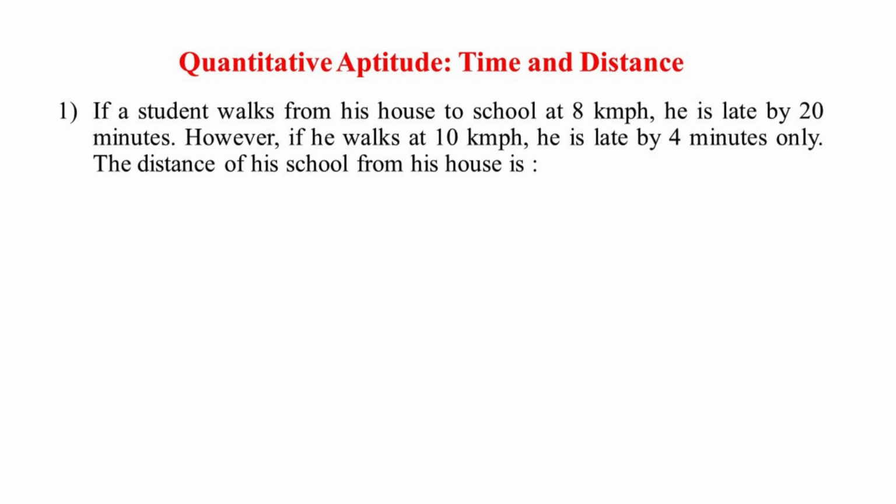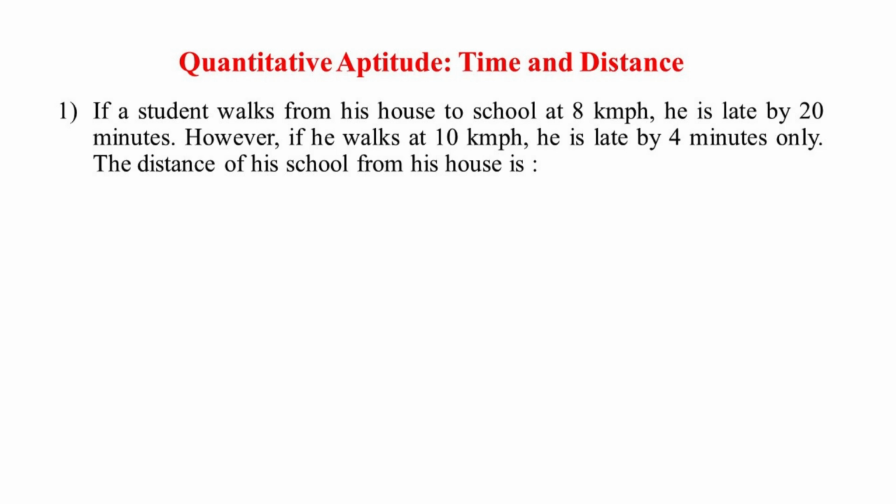So let us understand this question one more time. The student is walking from his house to his school at a speed of 8 km per hour, and in that process he is late by 20 minutes. Now, if he walks at 10 km per hour, that means he has increased his speed by 2 km per hour, and he is late by only 4 minutes. Earlier he was late by 20 minutes, now he is late by 4 minutes. That is 16 minutes he has saved by increasing his speed by 2 km per hour.